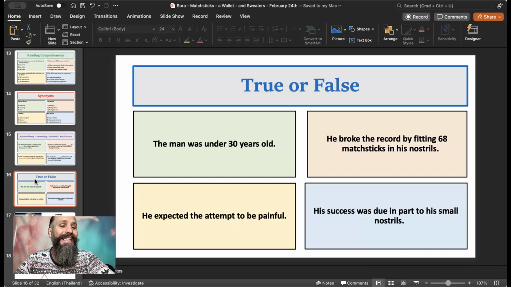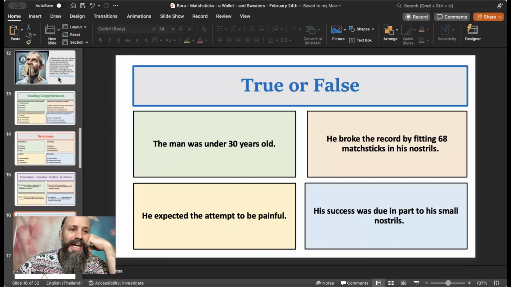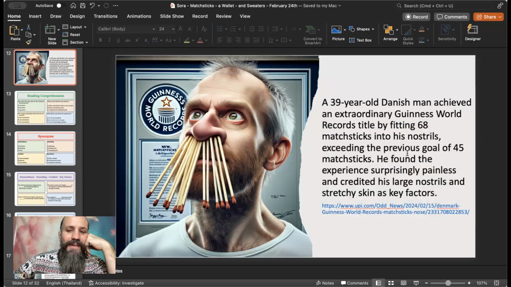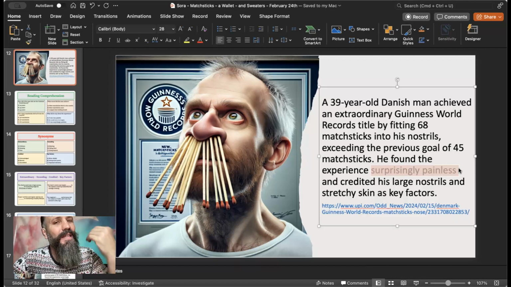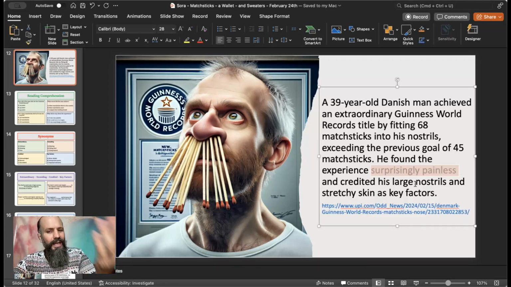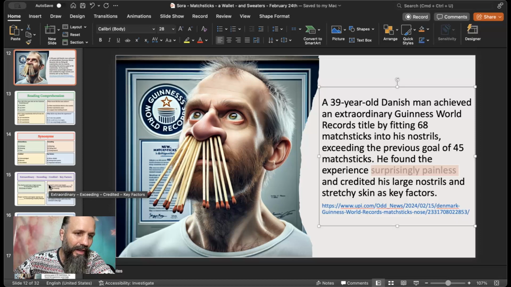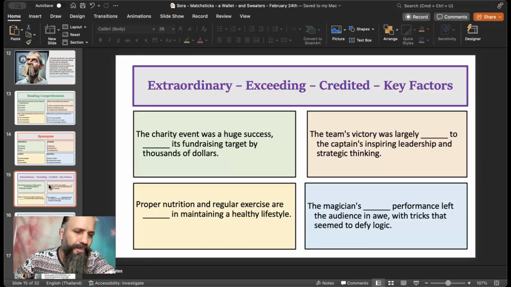This one's tricky. I mean, it's not clear. I would actually say this is false. He expected the attempt to be painful. No, I'm sorry. I would actually kind of say that's true, because he said he found the experience surprisingly painless. And if it's surprisingly painless, that means that you would expect it to be painful. Although it's not directly saying that. That's why I kind of threw this one in there.